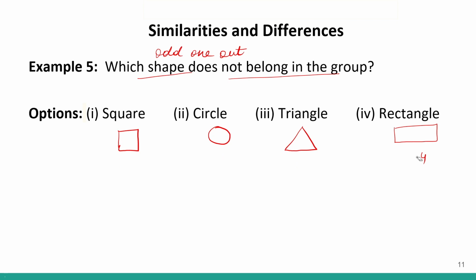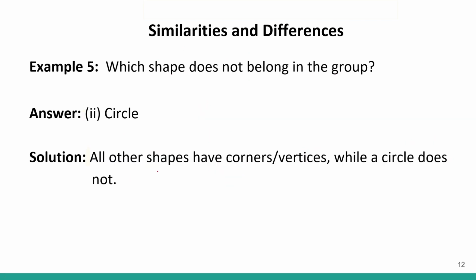Now, if you look at the figures closely, over here I have a corner, a corner, a corner, and a corner. We have 4 corners. Over here we have 3 corners. Okay. Over here we have how many? 4 corners. Only circle is a figure which does not have any corners. It does not have any corners or any vertices. Hence, option number 2 will be the correct answer. So here all other shapes have corners and vertices while a circle does not.